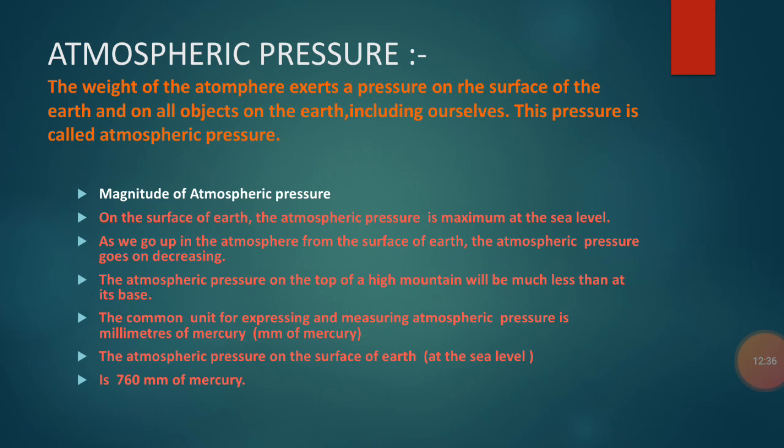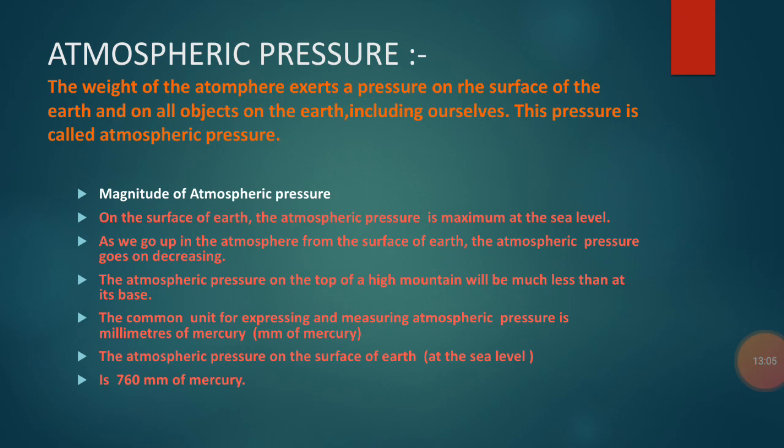Now we are going to talk about the atmospheric pressure. So let's know what is atmosphere and what is atmospheric pressure. Firstly, we will know what is atmosphere. The layer of air above the earth is commonly known as atmosphere. Air in our atmosphere extends up to 300 kilometers above the surface of the earth. The atmosphere contains a tremendous amount of air.